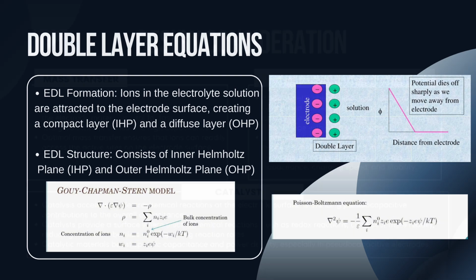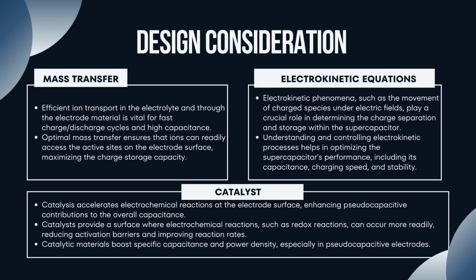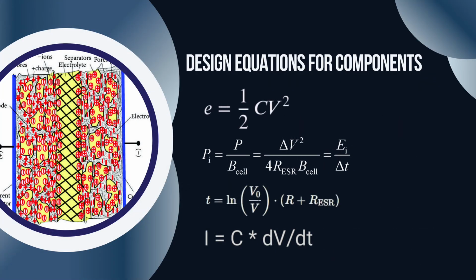as we move away from the electrode. Next, talking about the design concentration, for optimal performance, the mass transfer, which is the movement of ions to and from the electrode surface, must be fast and efficient. A catalyst may be employed in certain types of hybrid capacitors, which facilitates the redox behavior and enhances the surface activity. So these are the equations required for designing supercapacitors.